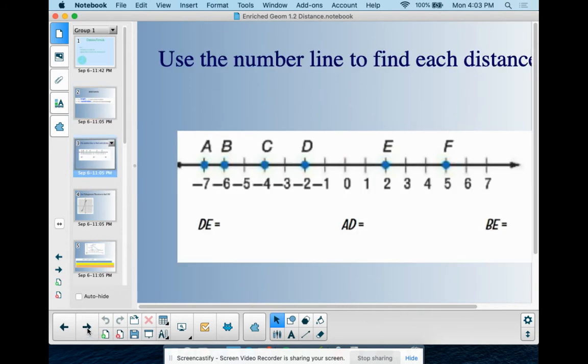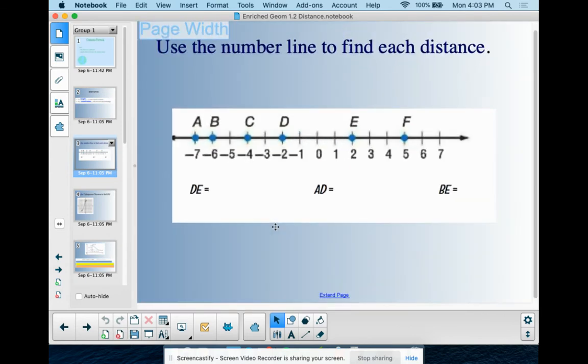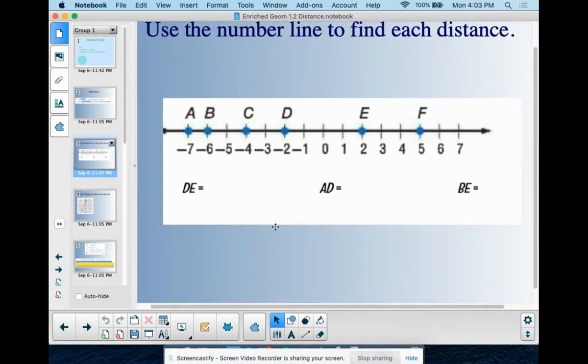So these first ones are very straightforward. It says use the number line to find each distance. So again, we just count. Just like you probably did in elementary school, we just count the spaces. So from D to E, how many spaces are between there? 1, 2, 3, 4. The length of DE is 4.